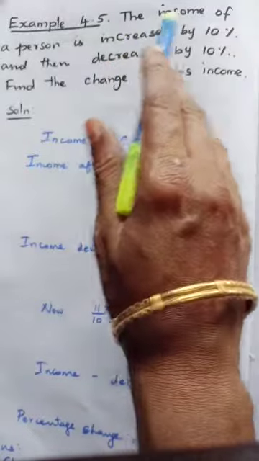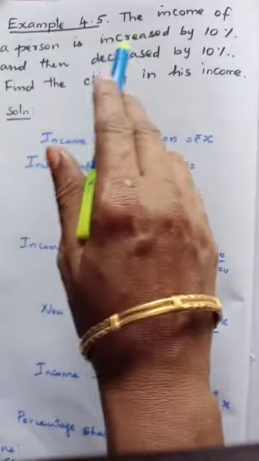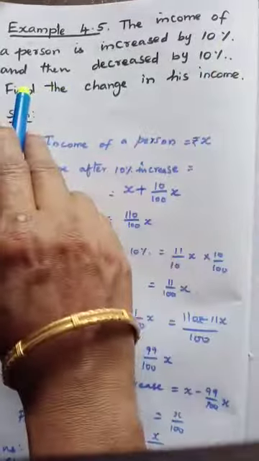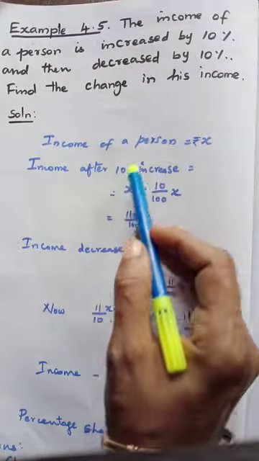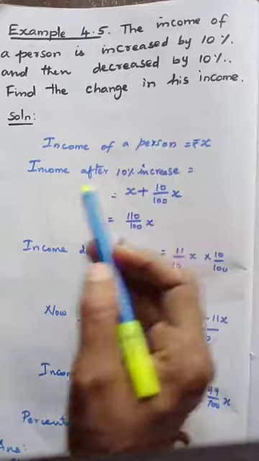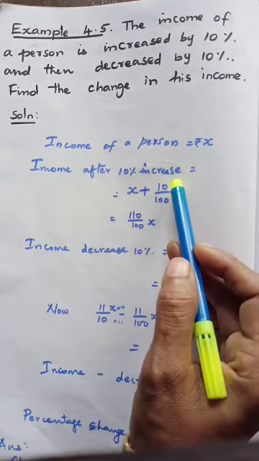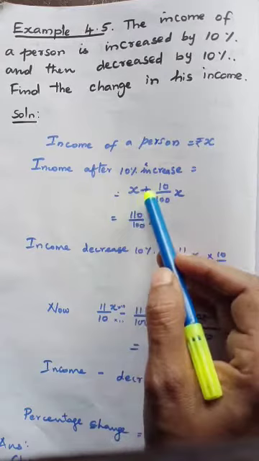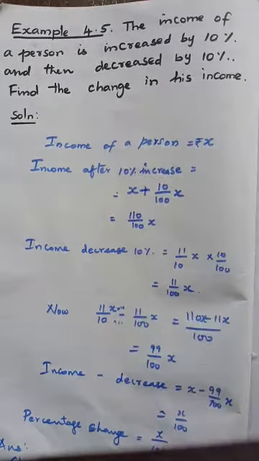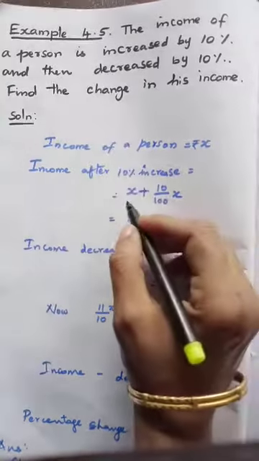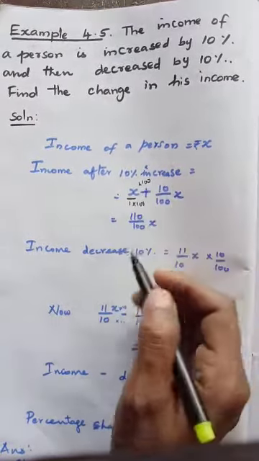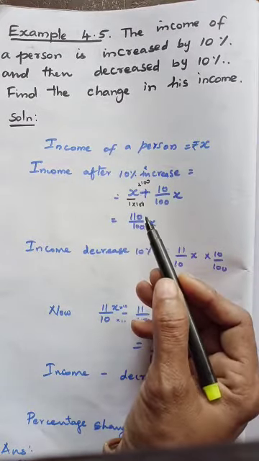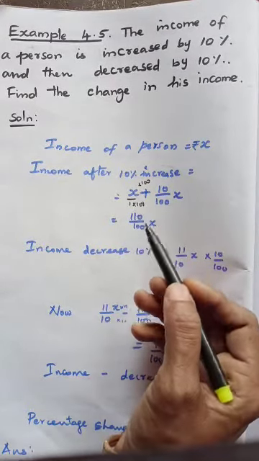Example 4.5. The income of a person is increased by 10% and then decreased by 10%. Find the change in his income. Solution. Income of a person is rupees x. Income after 10% increase is equal to x plus 10 by 100x. Now here you have to see the LCM. 1 into 100, here also into 100. So 100x plus 10x is 110x by 100. Both denominators are the same, so we are taking 110.